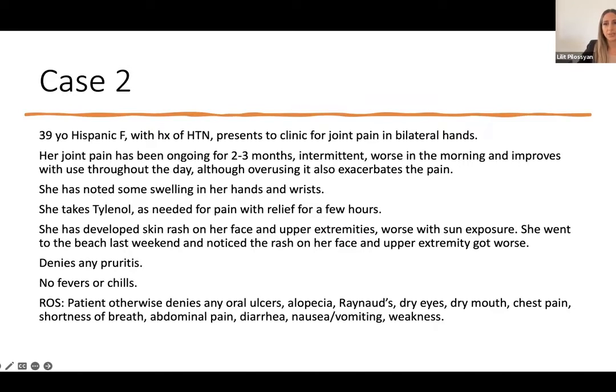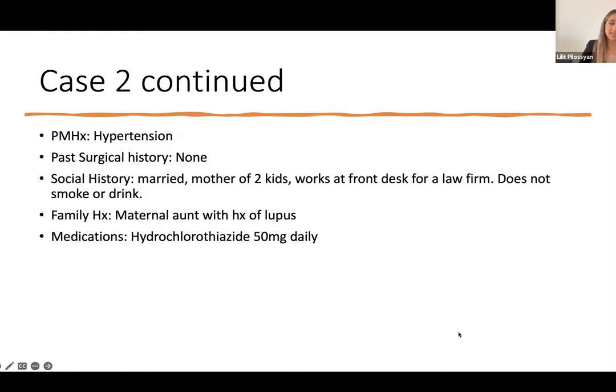We have a 39-year-old Hispanic female who has a history of hypertension, presents to clinic for joint pain in her bilateral hands. Her joint pain has been going on for 2 to 3 months. It's intermittent, worse in the mornings, improves with use throughout the day, but overusing it also exacerbates the pain. She takes Tylenol as needed with some relief for a few hours. She also mentions that she has developed a skin rash on her face and upper extremities, worse with sun exposure. In fact, she had just gone to the beach last weekend and noticed the rash on her face and upper extremities get worse. She denies any pruritus, no fevers, no chills, and the rest of her review of systems is essentially negative.